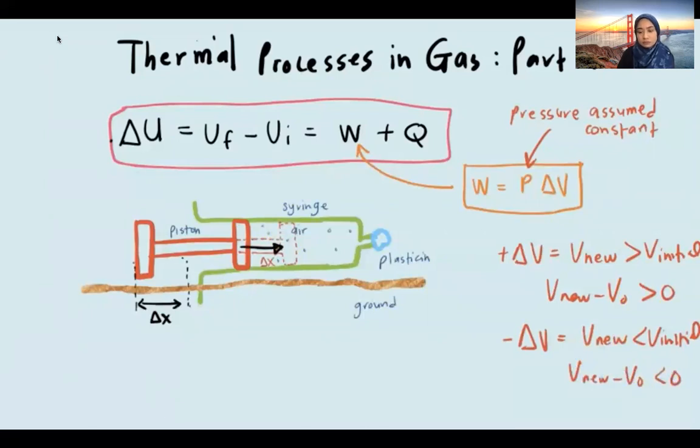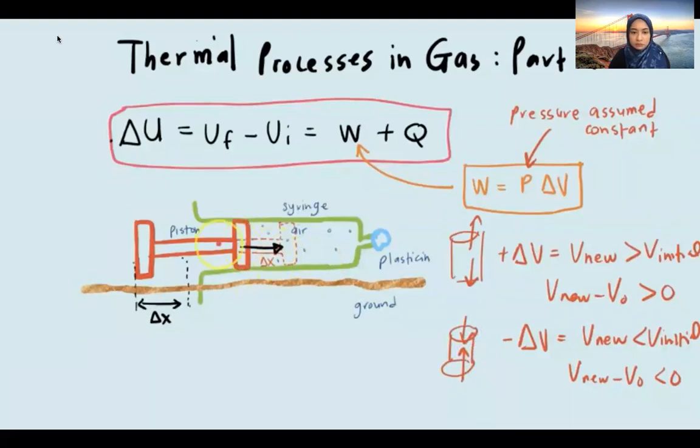So that would give us a negative change in volume. So this is a positive change in volume. This is a negative change in volume. Positive change in volume means the volume is getting bigger, so it gets larger. Whereas negative change in volume, the volume gets smaller, so smaller volume in the end.